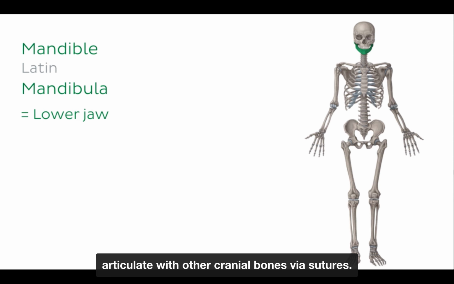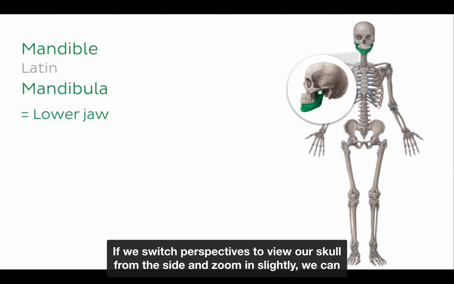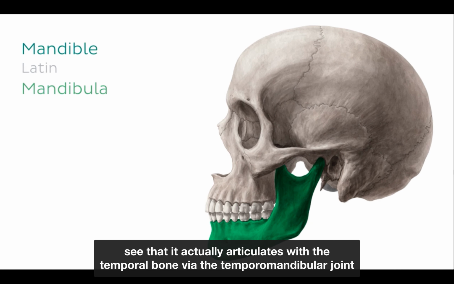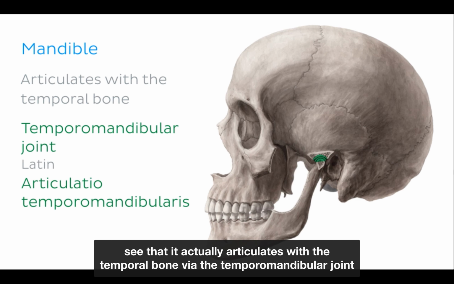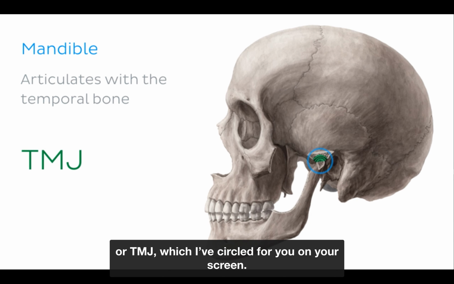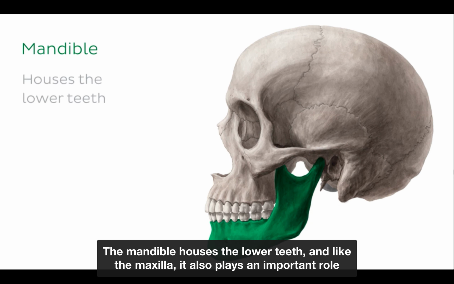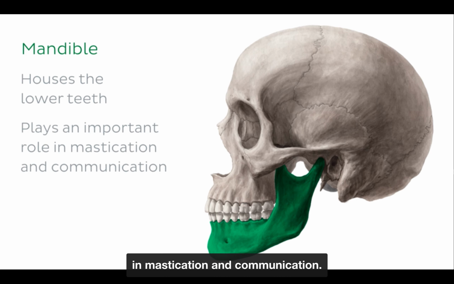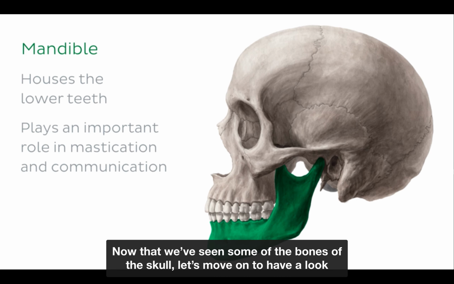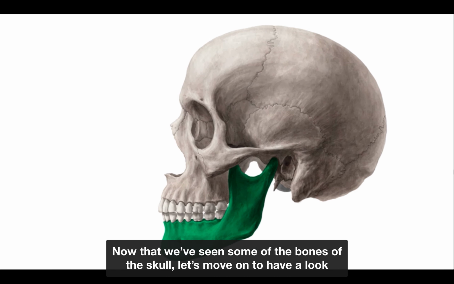cranial bones via sutures. If we switch perspectives to view our skull from the side and zoom in slightly, we can see that it actually articulates with the temporal bone via the temporomandibular joint, or TMJ, which I've circled for you on your screen. The mandible houses the lower teeth, and like the maxilla, it also plays an important role in mastication and communication.